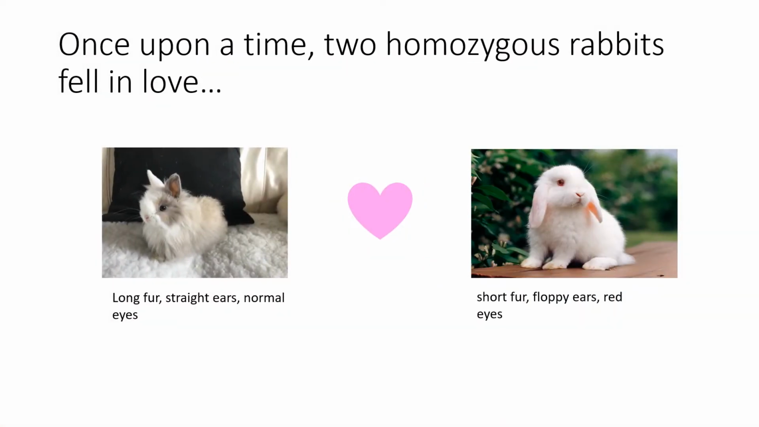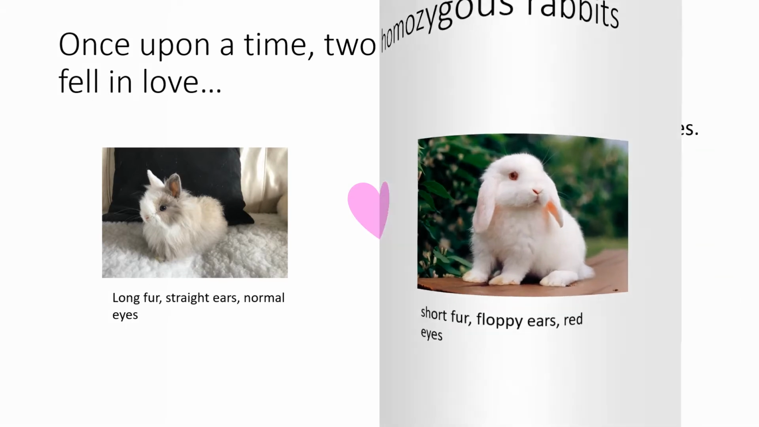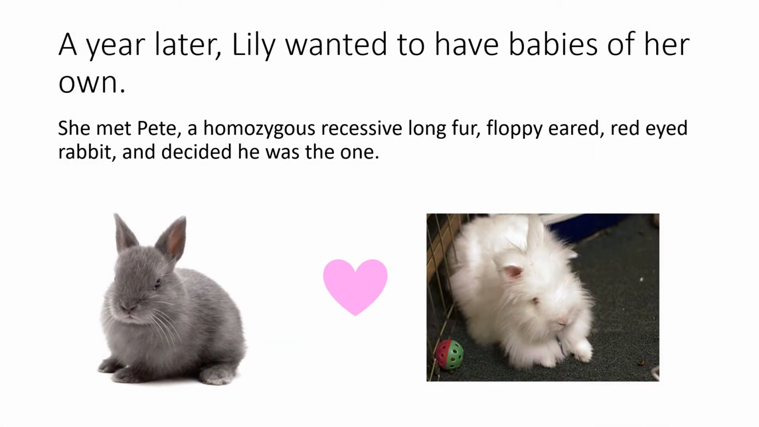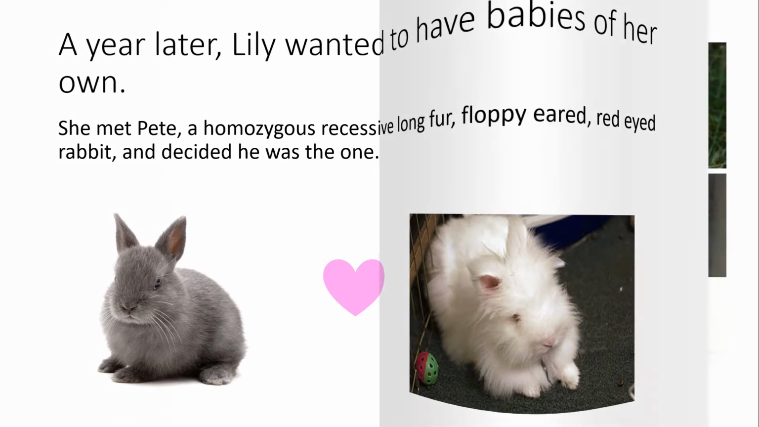Once upon a time, two homozygous rabbits fell in love. They had a baby. They named her Lily. She was an F1 hybrid and had short fur, straight ears, and normal eyes. A year later, Lily wanted to have babies of her own. She met Pete, a homozygous recessive, long fur, floppy-eared, red-eyed rabbit, and decided he was the one.